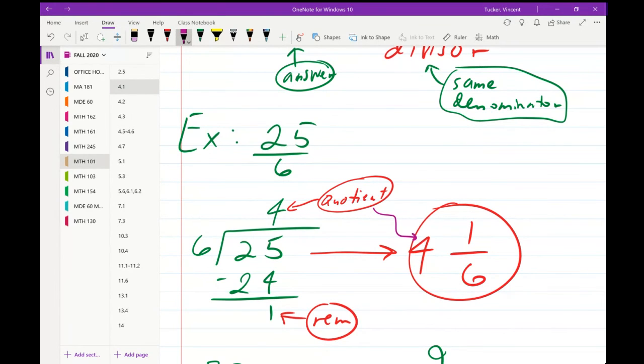And that's what goes right here. And then that 1 is your remainder. And you see that's what goes up here on top. And once again, you keep the same denominator. And you always can check it by using the process we talked about before. 4 times 6 is 24, plus 1 is 25. That gives us our 25 right here back.